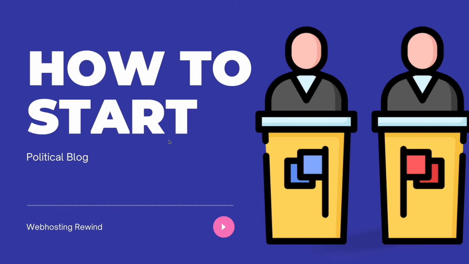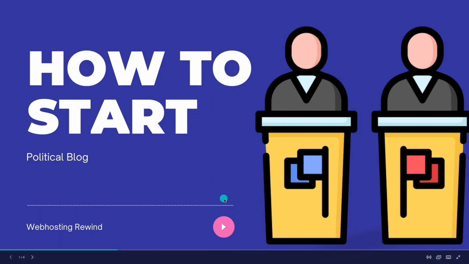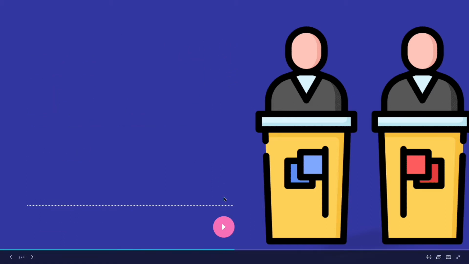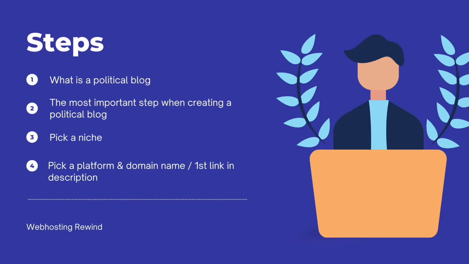So basically what we're going to do today is go over everything required to start a blog. We're going to talk about what a political blog is, the most important step when creating a political blog, how to pick a niche or a topic, and then pick a platform, a domain name, and also getting started. Make sure you check out the first link in the description, because that's what I'm going to be basing this off of when creating your first political blog.